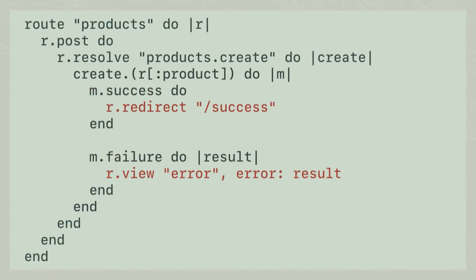And when the result is successful, we might route to a success page. If the result is a failure, we might display an error page, or more realistically, we might redisplay the form with validation errors. And this is really nice, I think, because it treats the failure path with as much consideration as the happy path.